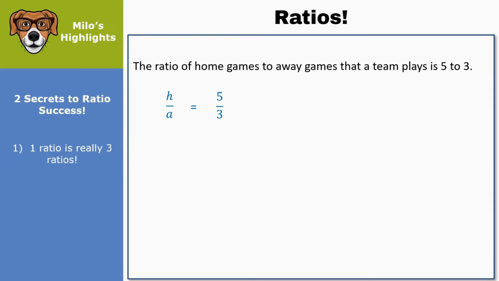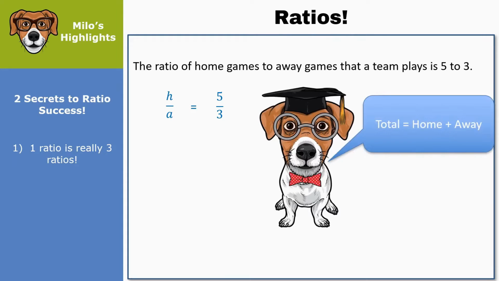Now, I told you that from this one ratio, we've actually been given three ratios, and we have. It works like this. If the ratio of home games to away games is 5-3, then it's entirely possible that the team played 5 home games and 3 away games, or a total of 8 games. So that would mean that the ratio of home games over the total number of games would be 5/8. And that would also mean that the ratio of away games to the total number of games must be 3/8.